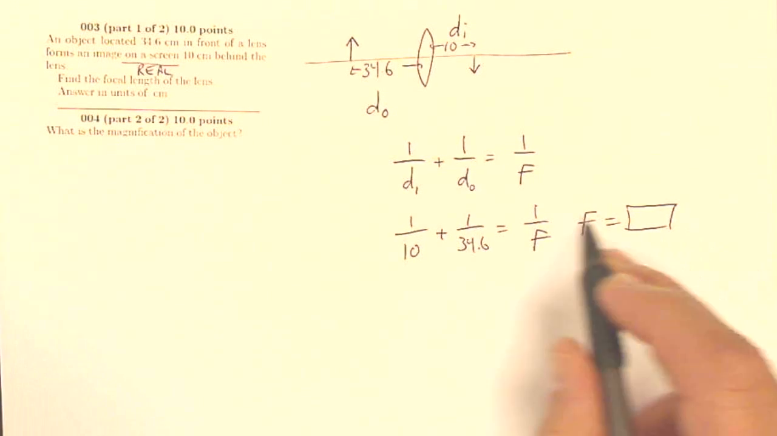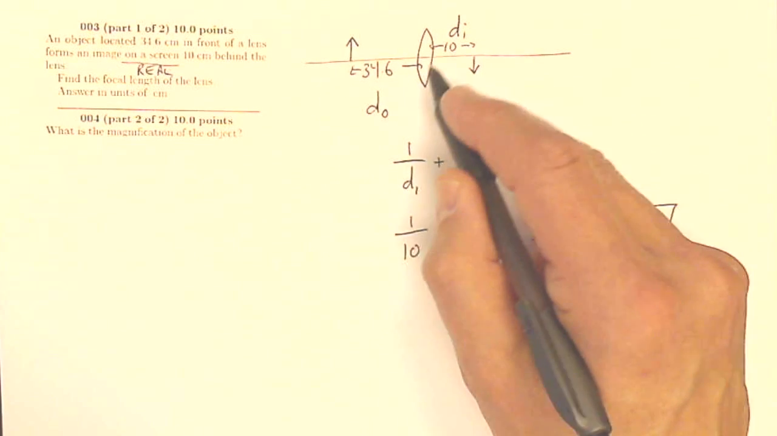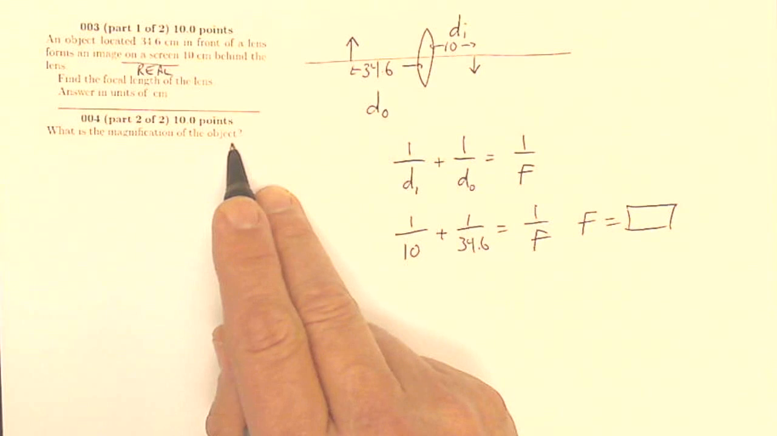And that should be positive because this is a real focal length because it's a convex lens and that forms real images and it's got a real focal length. What is the magnification of the object?